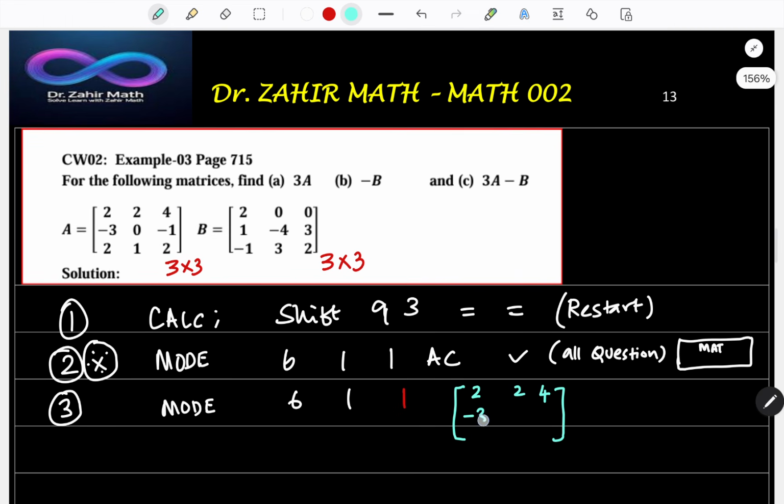Then after that, -3, 0, -1. -3, press equal, 0 equal, -1 equal. Then next you press 2, 1, 2. So 2 press equal, 1 press equal, 2 press equal. After that, very important, press the button AC.